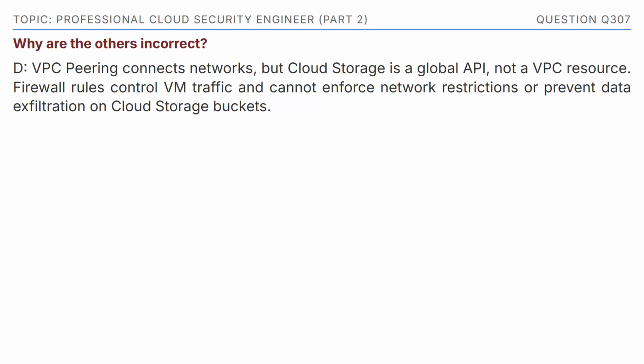Why are the others incorrect? D. VPC peering connects networks, but Cloud Storage is a global API, not a VPC resource. Firewall rules control VM traffic and cannot enforce network restrictions or prevent data exfiltration on Cloud Storage buckets.